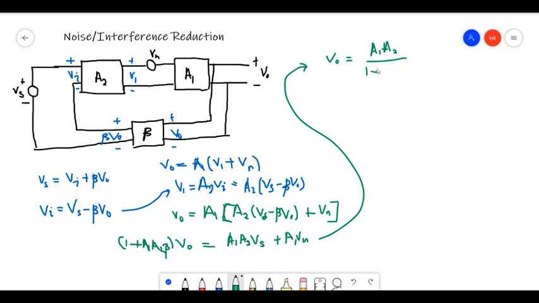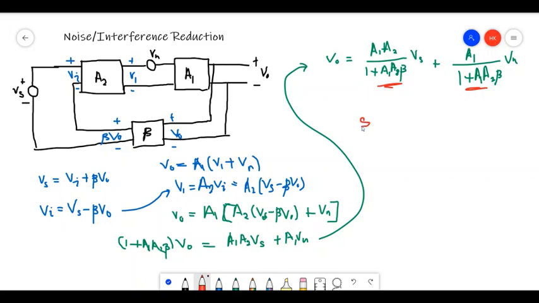So within this I can write that V out is equal to A1 A2 divided by 1 plus A1 A2 beta times Vs, plus A1 divided by 1 plus A1 A2 beta times Vn. So now we have a signal part and a noise part.